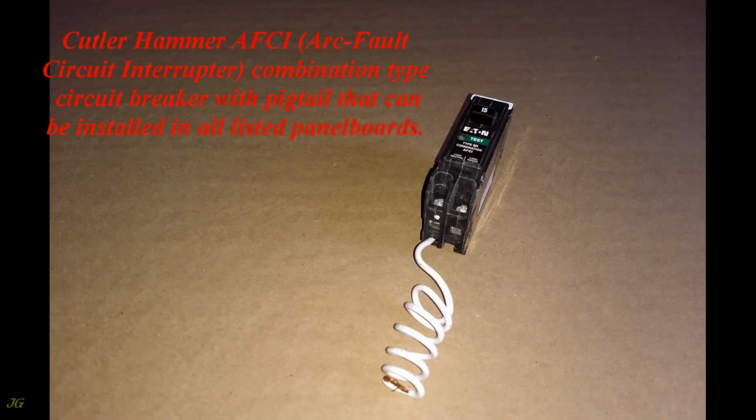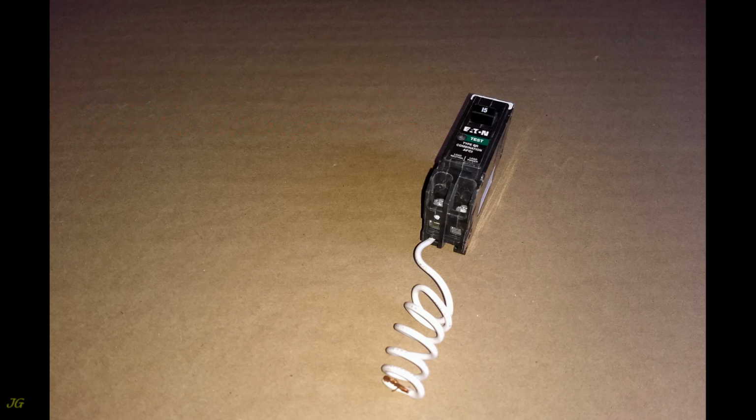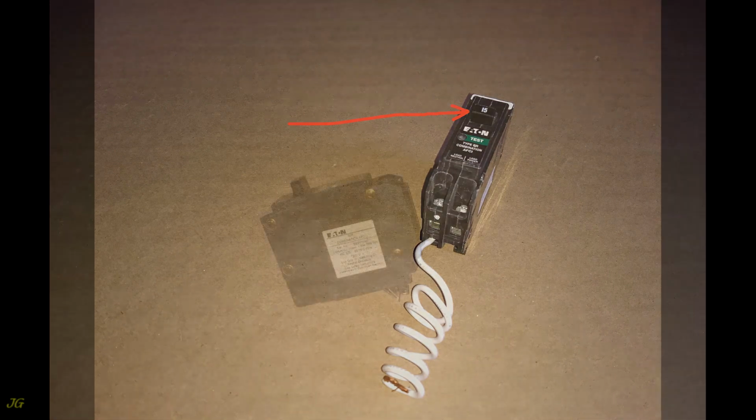Cutler Hammer AFCI, arc fault circuit interrupter, combination type circuit breaker with pigtail that can be installed in all listed panel boards. Neutral wire of the breaker, pigtail, to be connected to the neutral bar in the panel board. Neutral wire terminal. Hot wire terminal. Test button with circuit breaker status indicator light. On, off, circuit breaker handle.